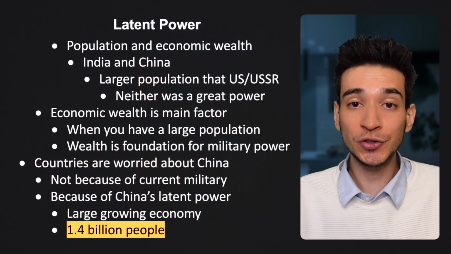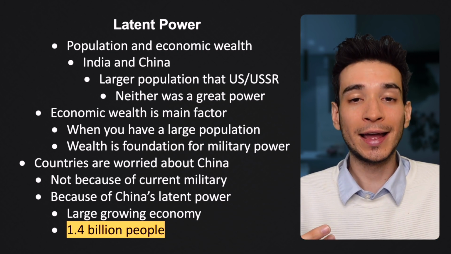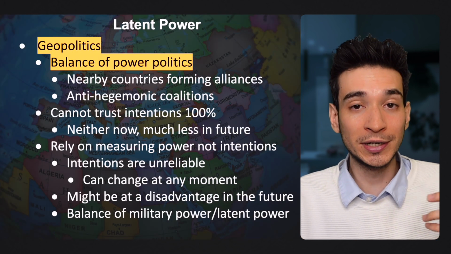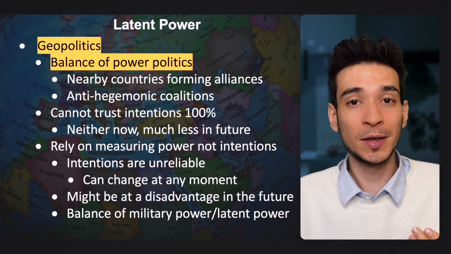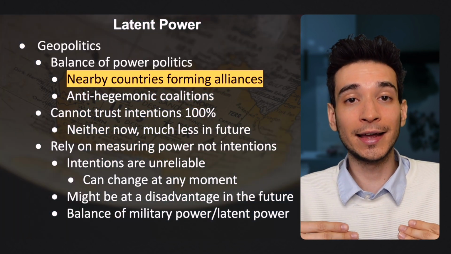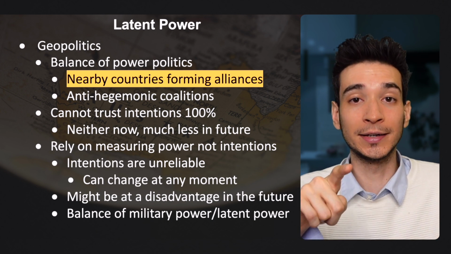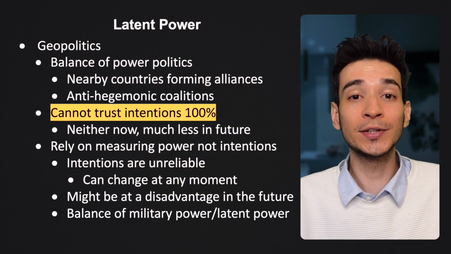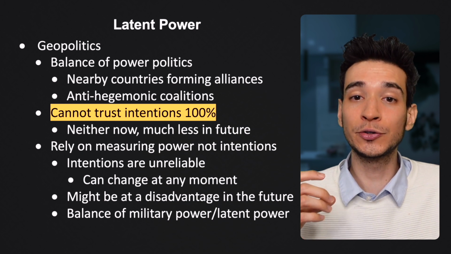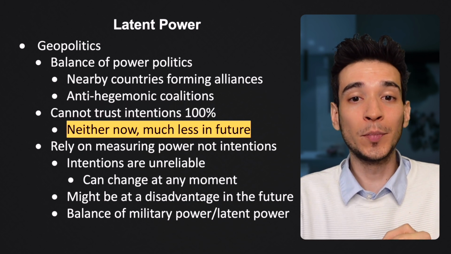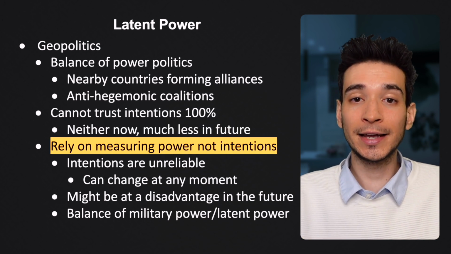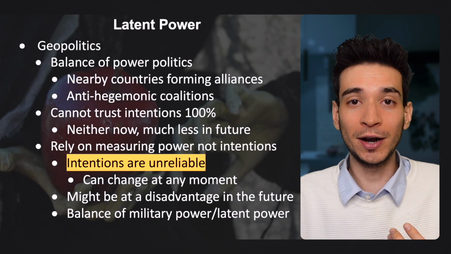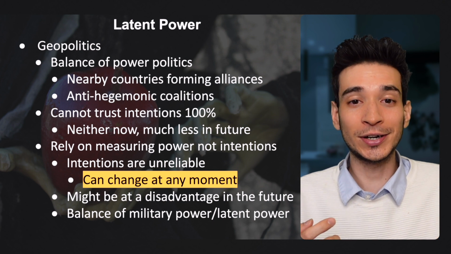So if China becomes especially wealthy, it can become a military superpower and become a peer competitor, a challenger to the United States. And from there, we go back to the geopolitical competition of balance of power politics between great powers. And it is likely that we will see countries nearby China forming regional alliances and anti-hegemonic coalitions because countries cannot 100% trust the intentions of other countries, neither now and much less in the future. So they have to rely instead on measuring the other country's power instead of measuring their intentions, because intentions are unreliable. Intentions can change at any given moment.